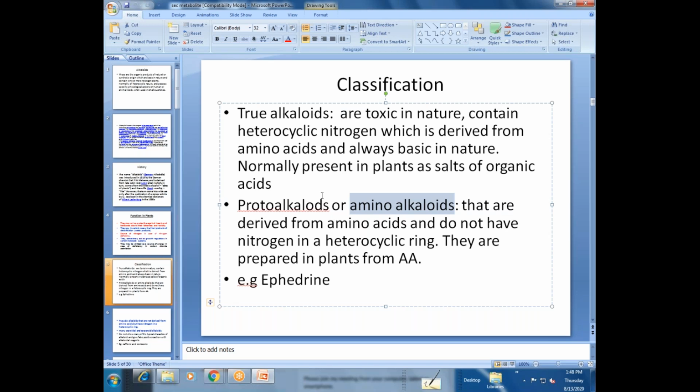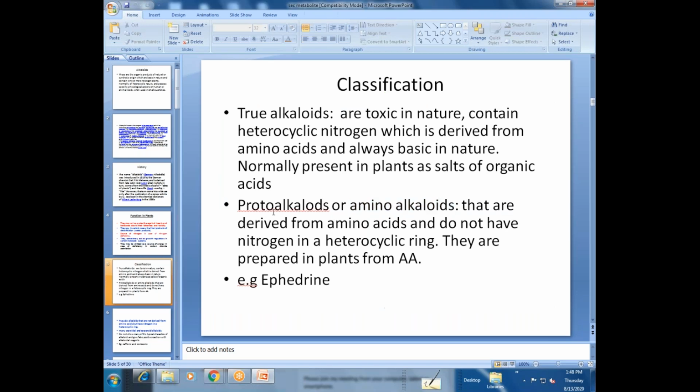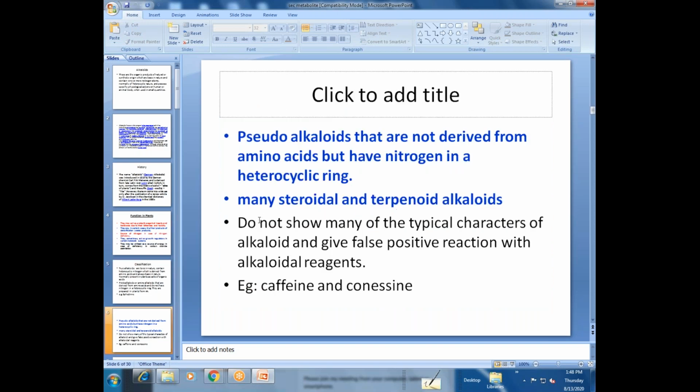The next one is pseudoalkaloids, that are not derived from amino acids but have a nitrogen in the heterocyclic ring. And many steroidal and terpenoidal alkaloids belong to the pseudoalkaloids.